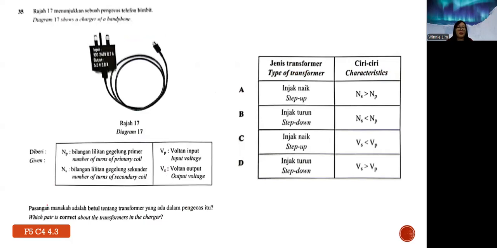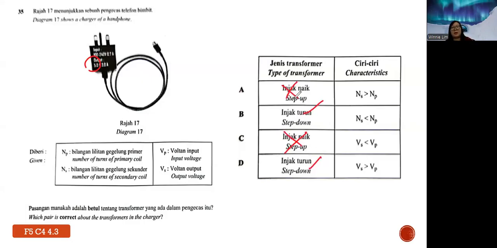35. Diagram 17 shows a charger of a handphone. So which of the pairs is correct about the transformer in the charger? So generally the voltage supply to our house is 240 volt. So we no need to use such a high voltage to charge our phone. That normally needs a smaller voltage. Actually here got right one, 5 volts. So that's why we need to have a step down transformer.